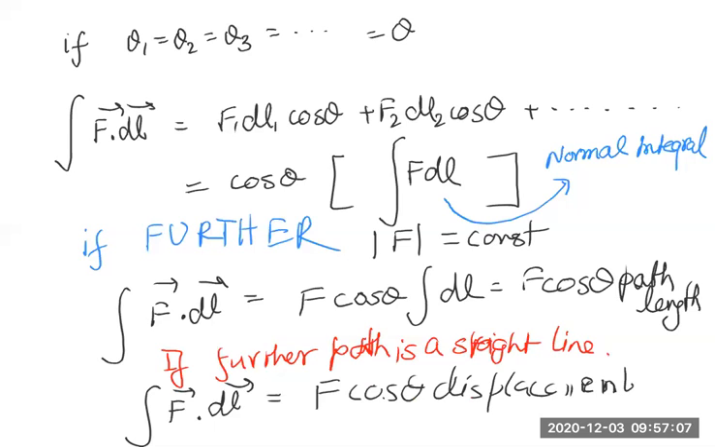these three conditions which are met, right, then integral F dot dl becomes F cos theta into displacement. Okay, so this is how you carry out the line integral. Okay, and I'm going to change the slide, so please write this down first.